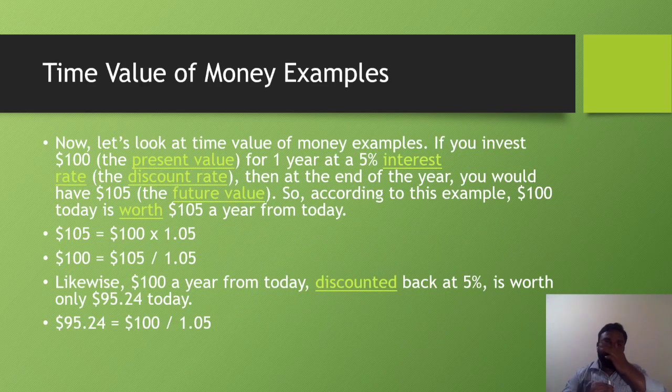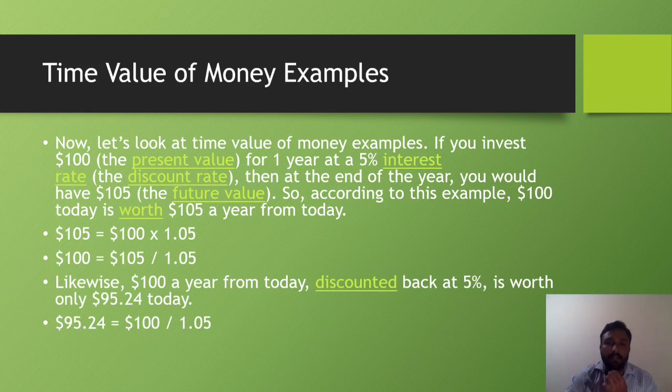Now here is an example for the time value of money. If you invest 100, which is our present value, for 1 year at a 5% interest rate or discount rate, at the end of the year you would have 105, the future value. So our present value is 100 and future value is 105 after 1 year.